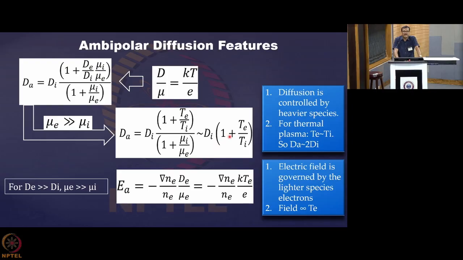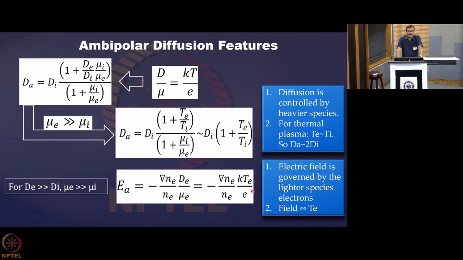So what you are seeing here is that diffusion is controlled by the heavier species. In general this diffusion is controlled by the heavier species only, but when you are considering thermal plasma, with Te of the order of Ti, the ambipolar diffusion coefficient is just twice the Di value. So this is one very important consequence: the diffusion ultimately gets controlled by the heavier species. The highly mobile electron is not able to control the ambipolar diffusion. It is the heavier species, having lower mobility, that basically control the diffusion process.